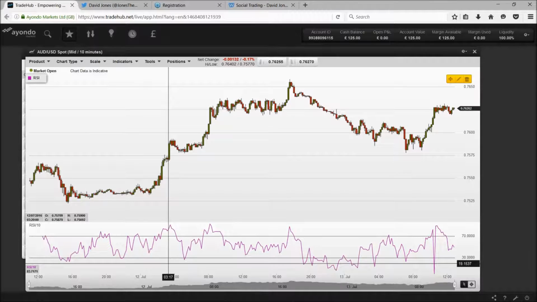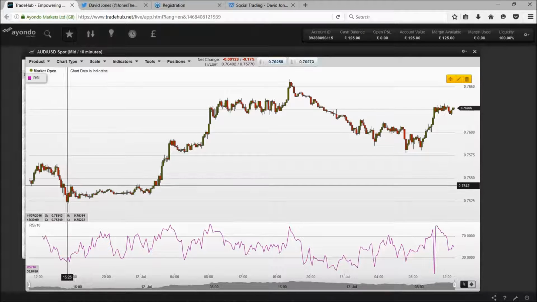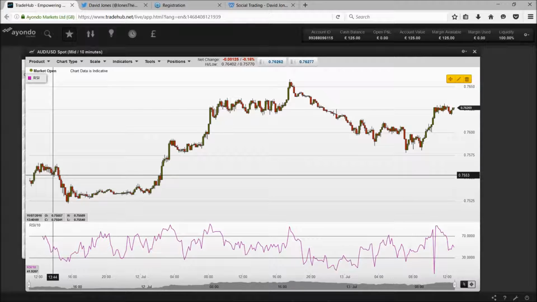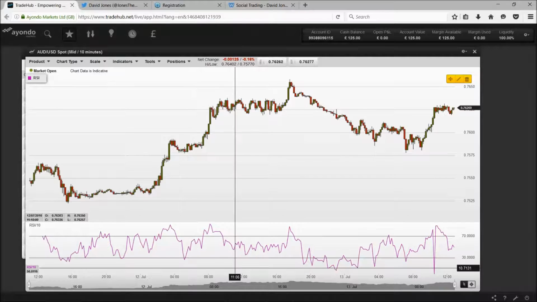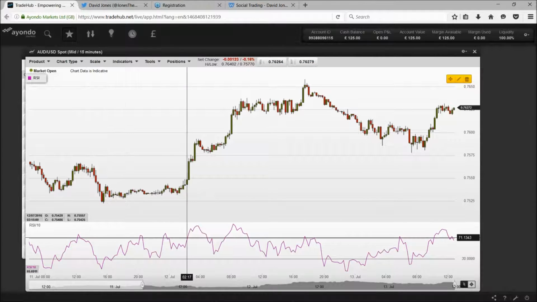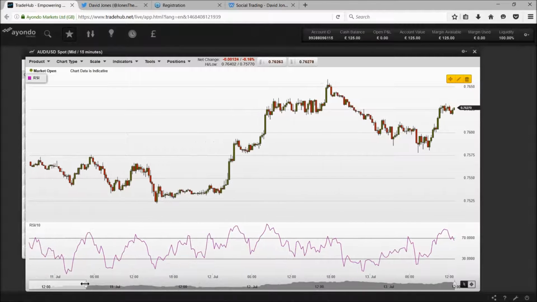There we go. So it was dipping back on Monday morning here, but wasn't really falling that far. So I ended up buying in the end. I think this chart doesn't quite go far back enough. Let's make it 15 minutes and we can maybe get it all in. There we go. Let's just zoom that back out.